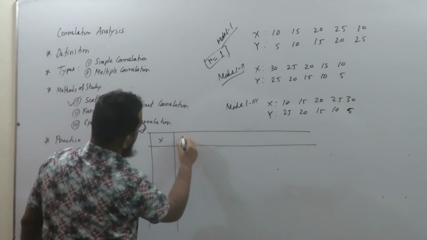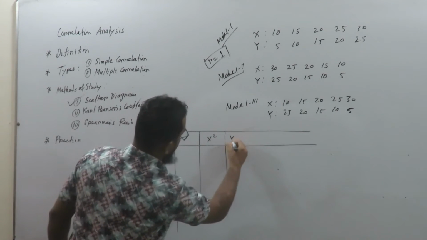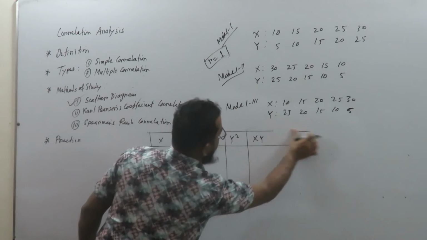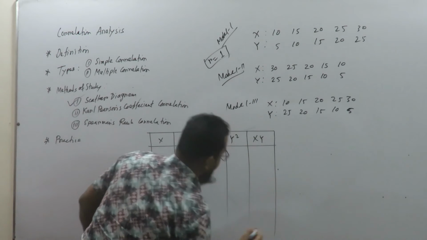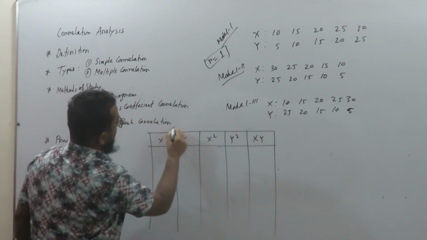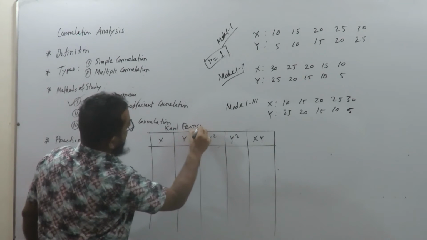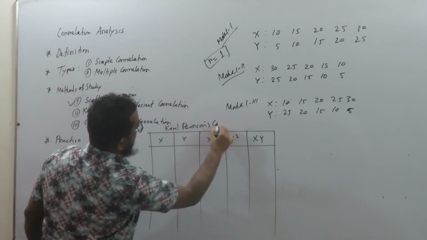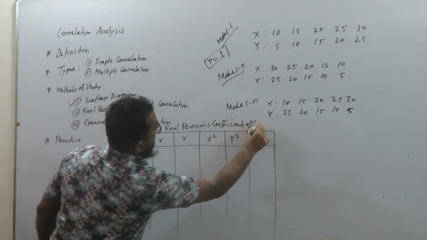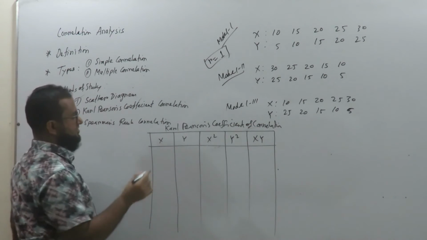X, y, x square, y square, xy. This is the prescribed table for determining Pearson's coefficient of correlation. You can write here Pearson's coefficient of correlation, or you can write table for calculation.